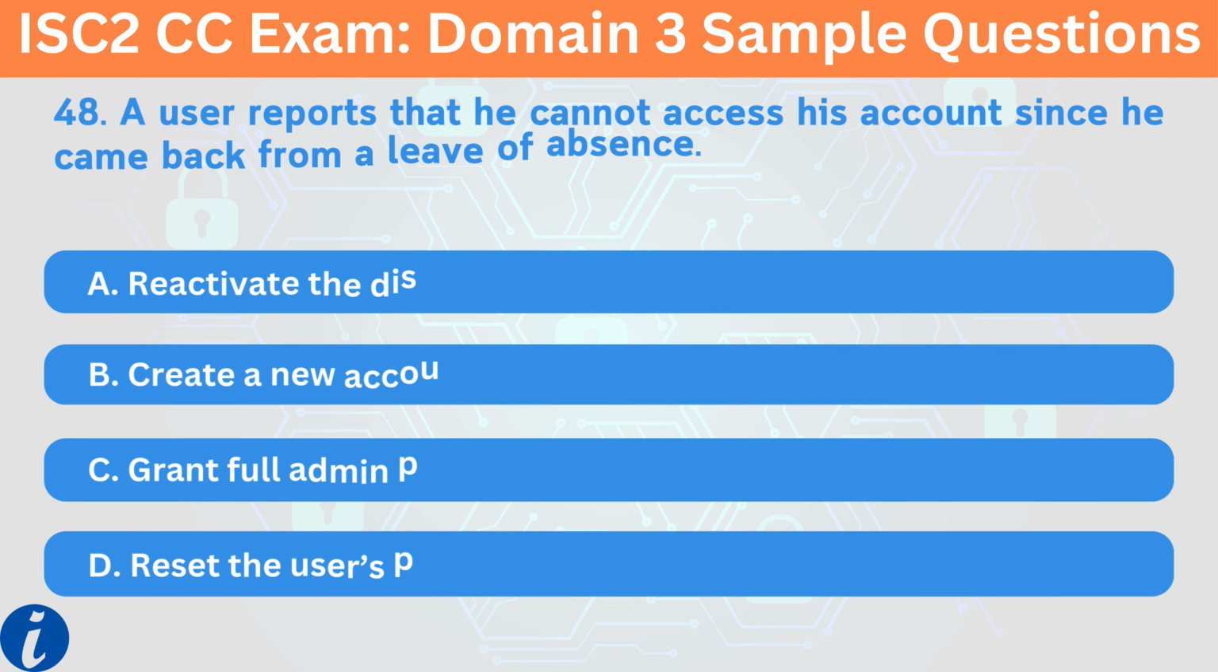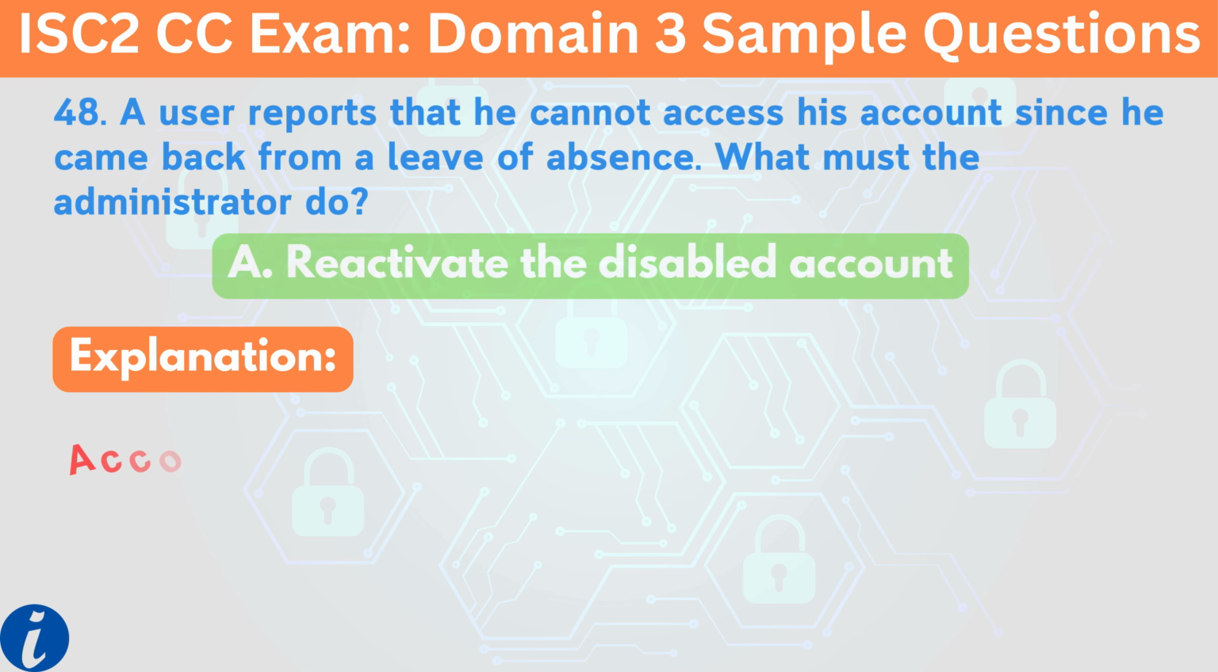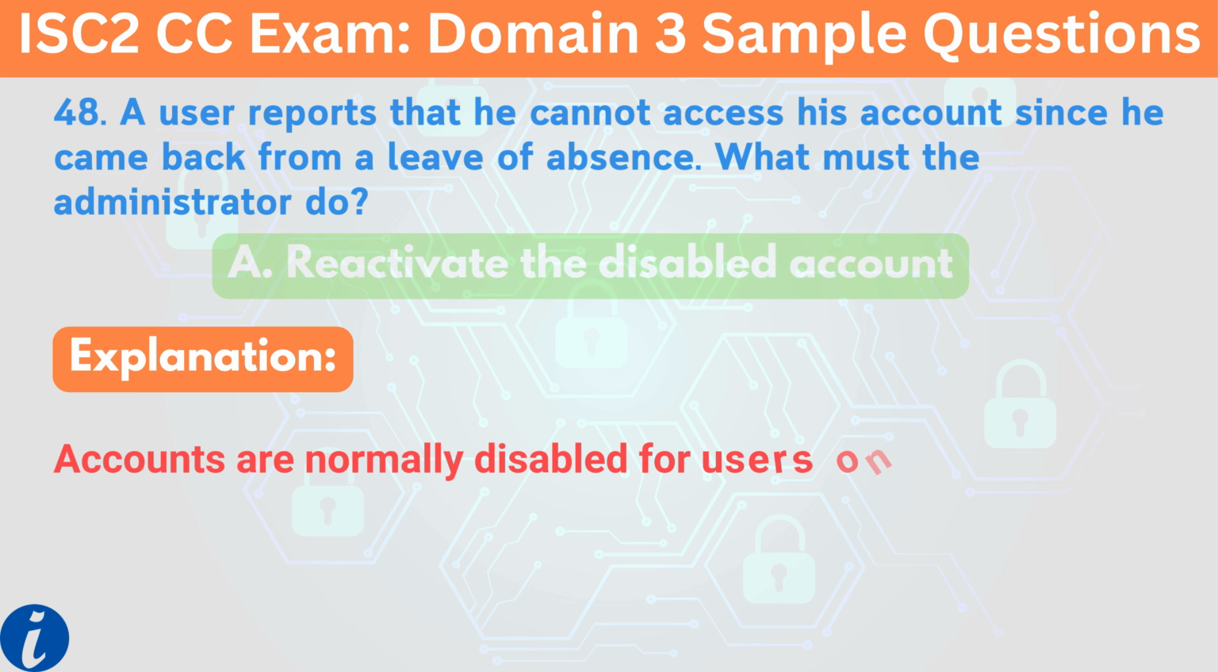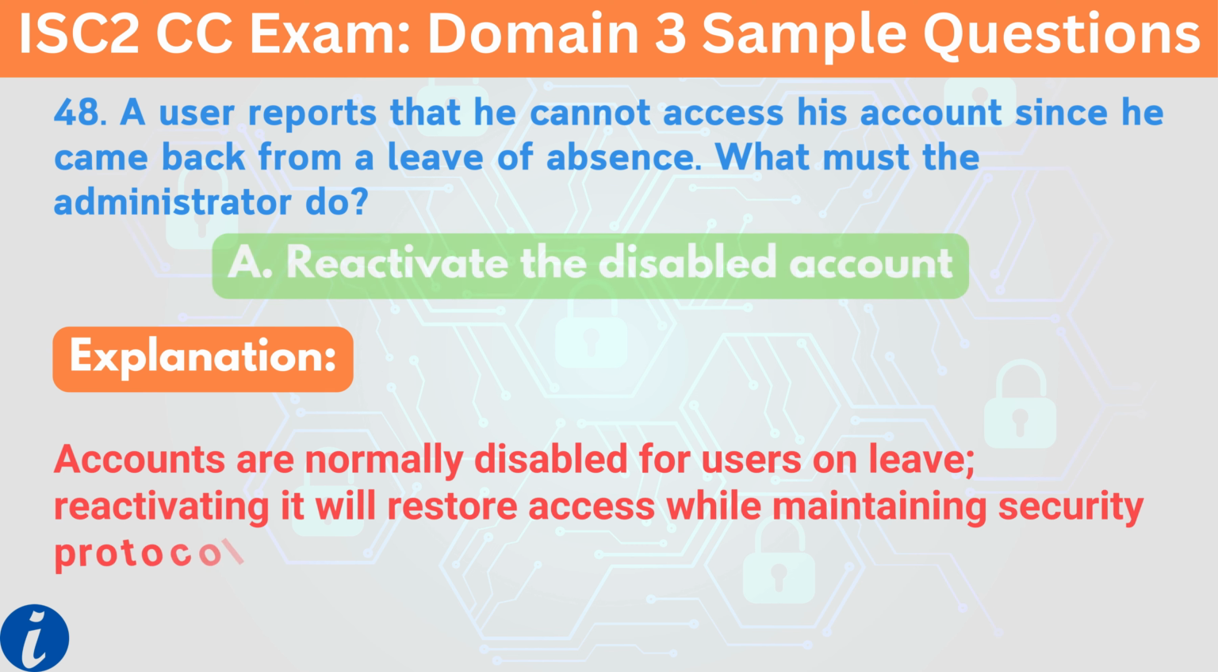48. A user reports that he cannot access his account since he came back from a leave of absence. What must the administrator do? A. Reactivate the disabled account. B. Create a new account for the user. C. Grant full admin privileges. D. Reset the user's password. The correct answer is A. Reactivate the disabled account. Explanation: accounts are normally disabled for users on leave. Reactivating it will restore access while maintaining security protocols.